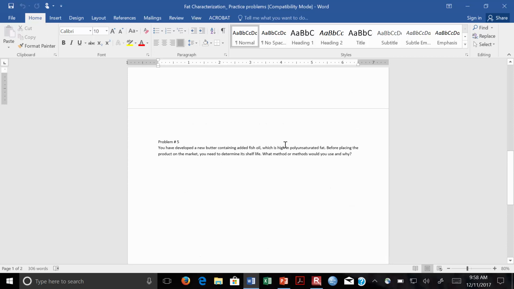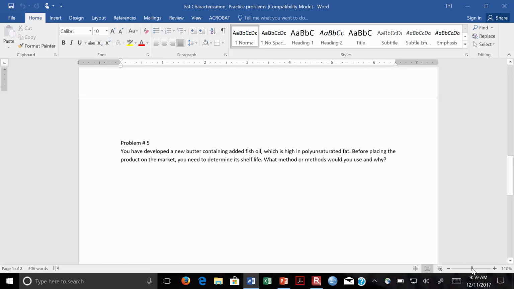All right. You have developed a new butter containing fish oil. Fish oil is highly polyunsaturated. So before placing the product on the market, you need to determine its shelf life. How would you do that? Any idea? We do an accelerated shelf life study.